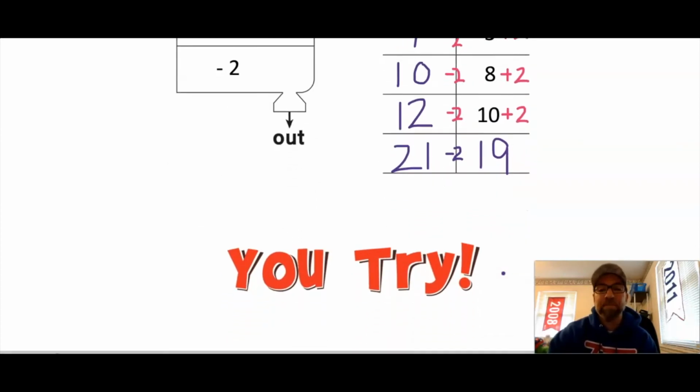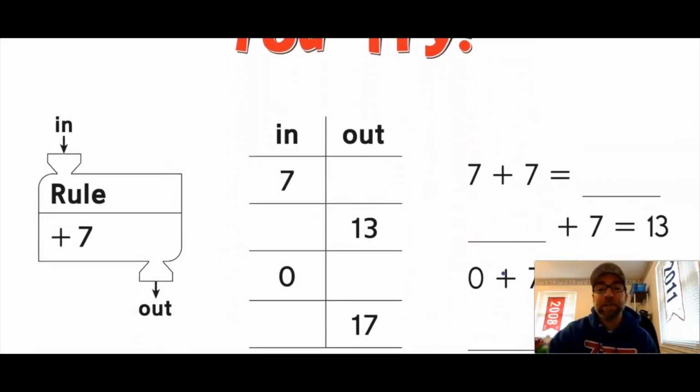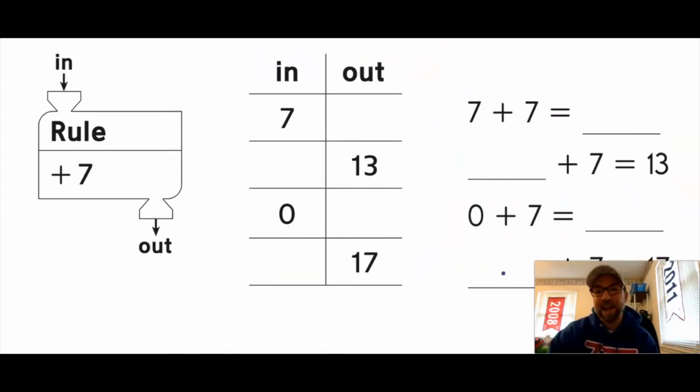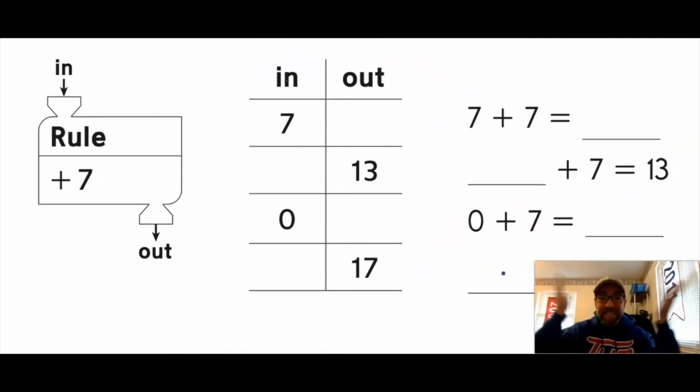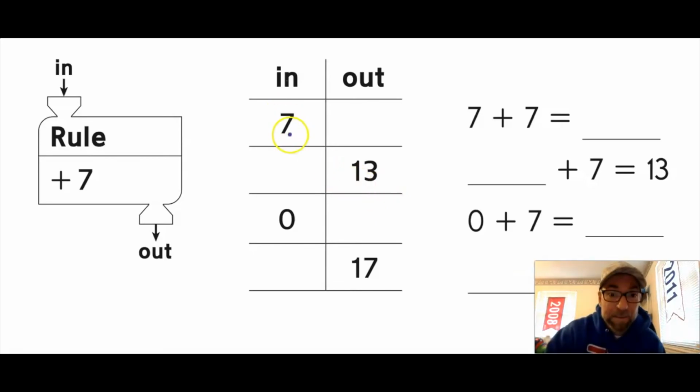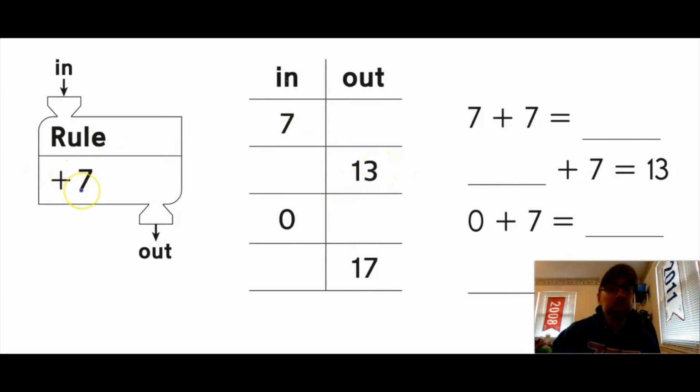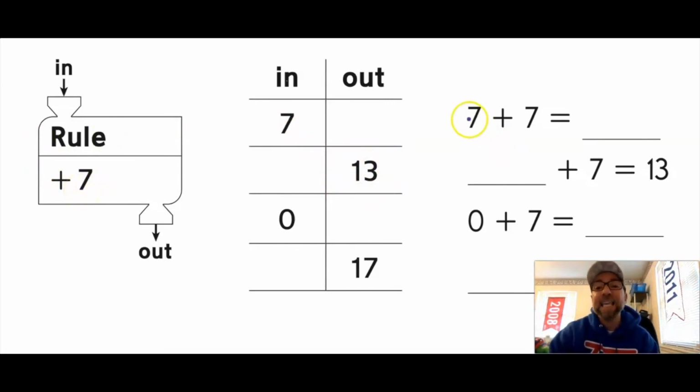Awesome job. Here's one for you to try. This time, our numbers are all mixed up. I have some in numbers, and I have some out numbers. But our rule is always plus 7. And I even wrote some friendly number models on the side to help you.